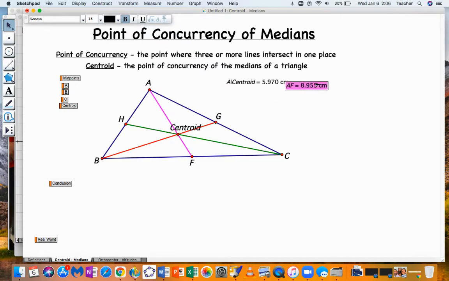Okay, probably doesn't mean a whole lot right now. Let's do it to the rest of them and see if we can see a pattern. So that's from the vertex A. So let's go from vertex B. So B to the centroid.